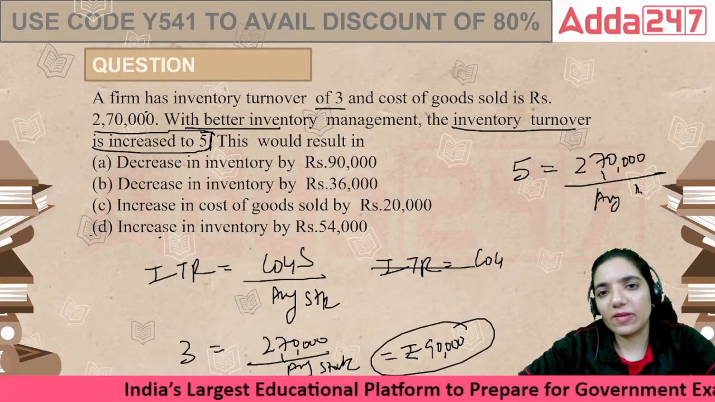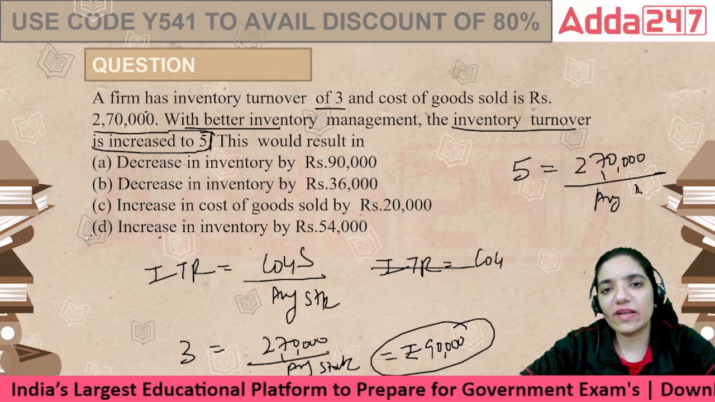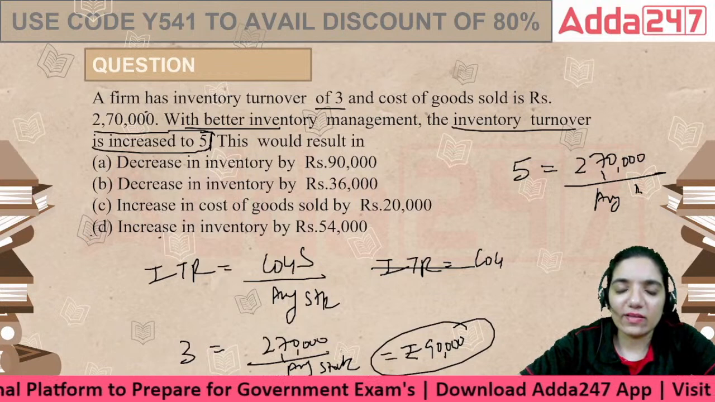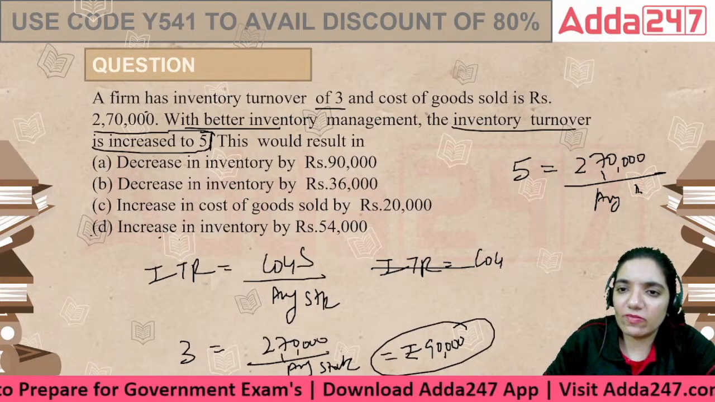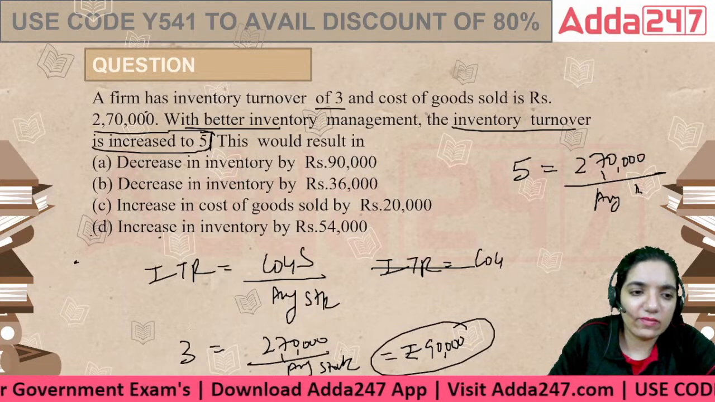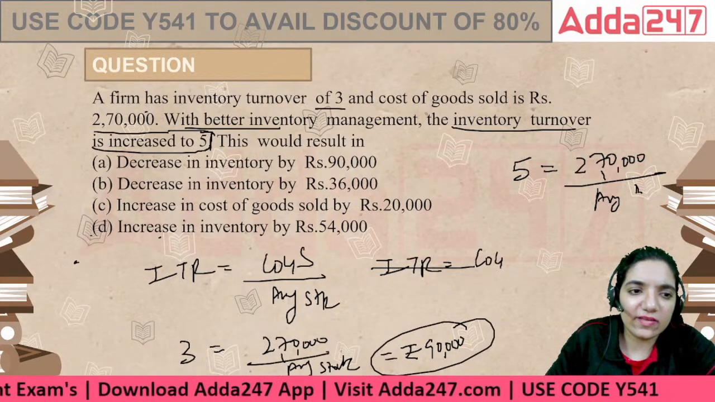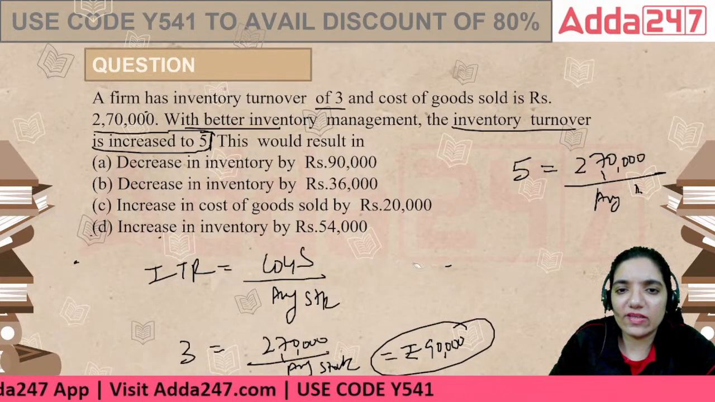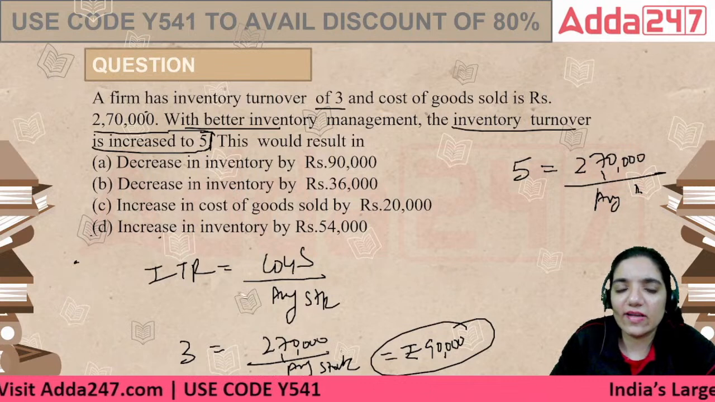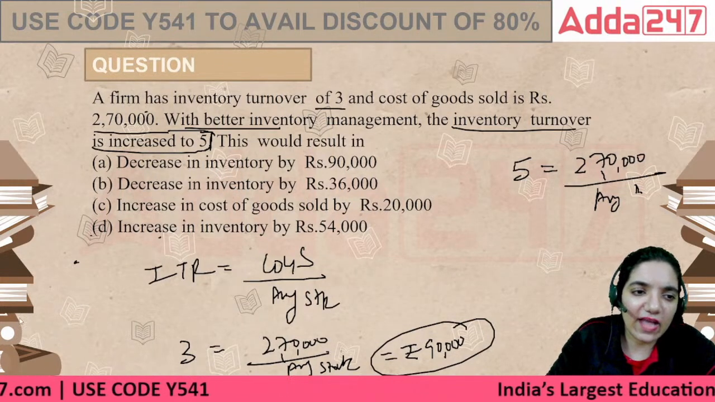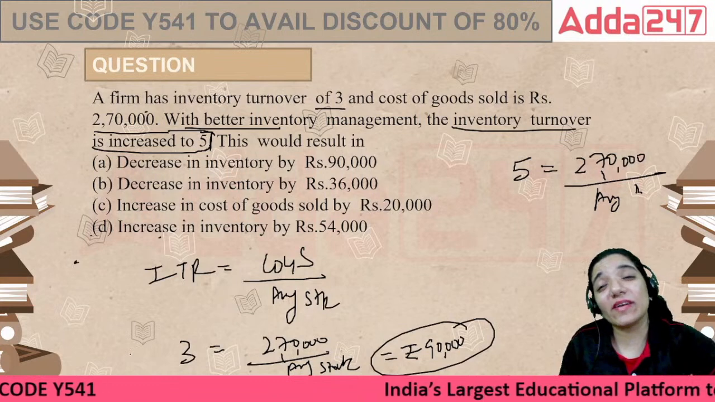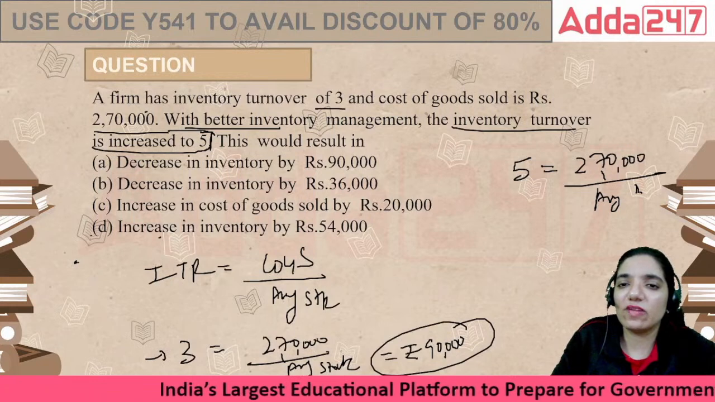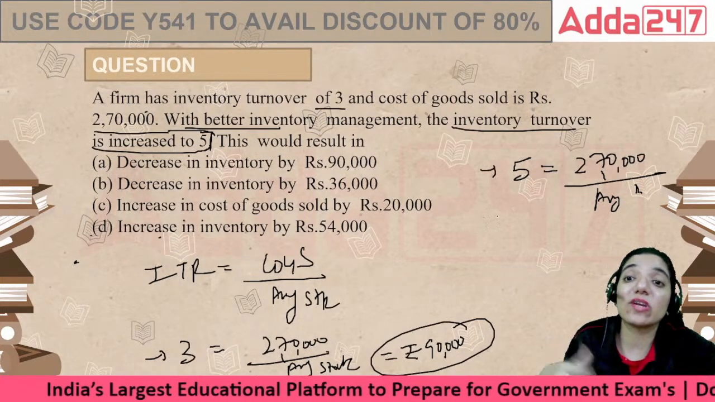Okay. So what's happening in this case is, in both the cases, find out the average stock first. In the second case, the value comes out to be 54,000. When ITR of 3 is taken, the average stock is calculated. Then when ITR of 5 is taken, the average stock is also calculated. This question can be converted into 3 parts as well. First, when we have ITR as 3, what is the average stock? When we have ITR as 5, what is the average stock? And what is the difference?